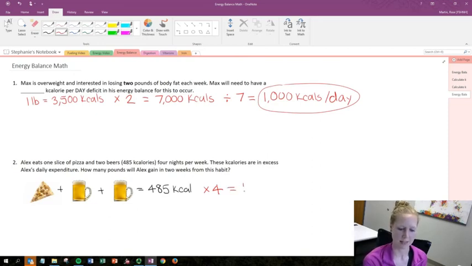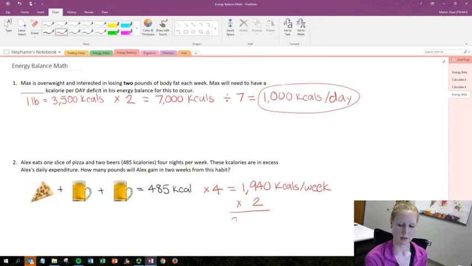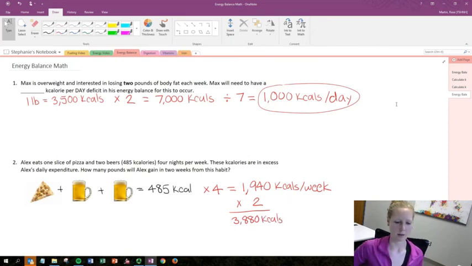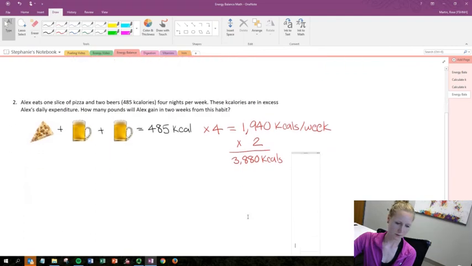And this is going to give us 1,940 kcals per week. Now all we need to do is multiply that by 2. 3,880 kcals, and then let me just scroll down here, give this a little more room.